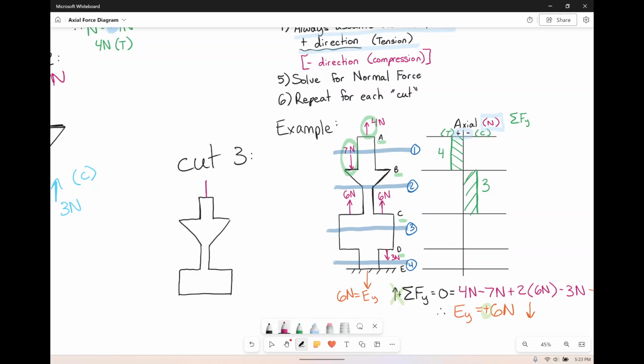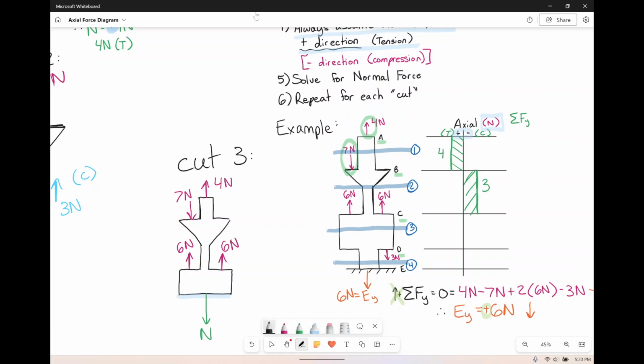Alrighty, so up here at the top, we got 4 newtons going up, we got 7 going down, and we got 2 things of 6, so 6 newtons on each side going up. Again, the cut is at the bottom here. That's the cut. And normal always goes away from the cut, so in this case, it's going down. And yeah, there it is. There's our free body diagram.